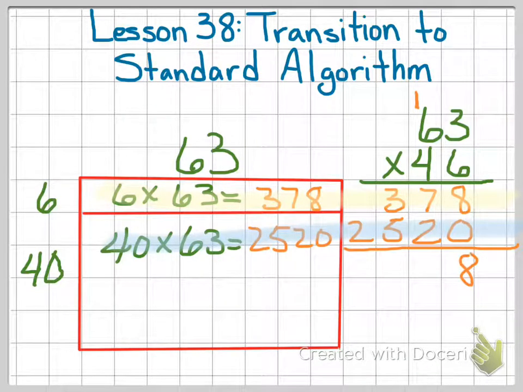So I bring down my 8, plus 0 is 8, 7 and 2 is 9, 5 plus 3 is 8, and bring down my 2. 2,898 is the total for my multiplication problem, or the number of units in the area model represented by 46 times 63.